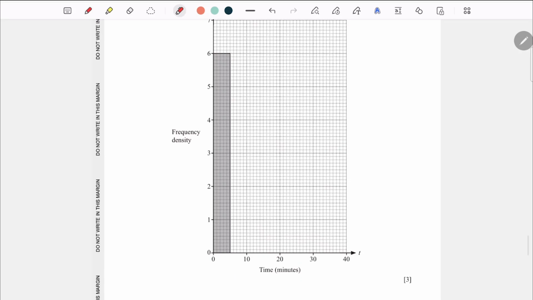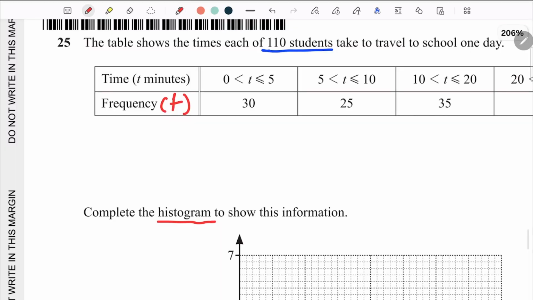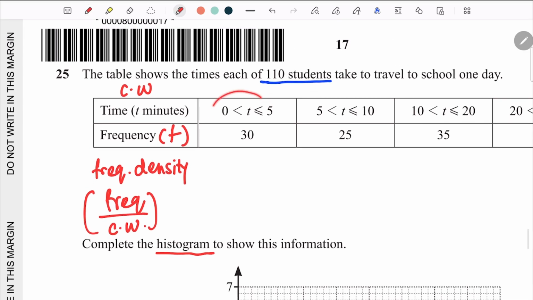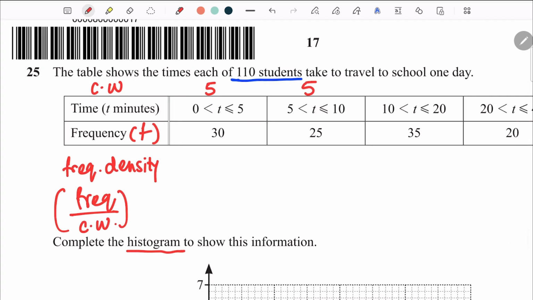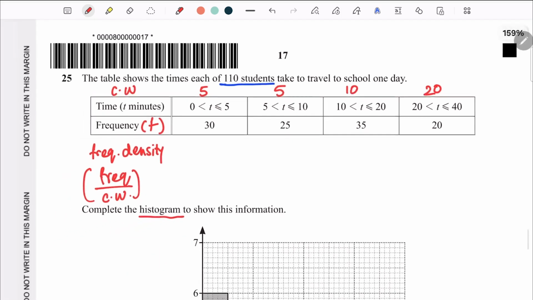On the histogram, frequency density is present on the y-axis. So basically we have to find the frequency density. The formula for frequency density is frequency divided by class width. And the class width I'm going to find out. Class width is basically the difference of these two extreme values. So 0 and 5 will be 5. 5 and 10, 5. Between 10 and 20 will be 10. And between 20 and 40 will be 20.